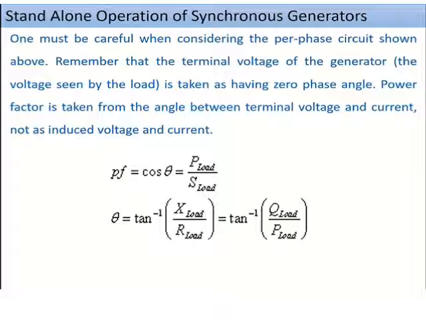And power factor is the angle between this terminal voltage and current, that is theta, and not the induced voltage and current. Induced voltage is E, terminal voltage is V. So don't get confused between E and V. I am repeating again, power factor is the angle between the terminal voltage V and the current I. Therefore, power factor is equal to cos theta, which is equal to P load by S load, and theta can also be represented as tan inverse X load by R load or tan inverse Q load by P load, which you are already aware.